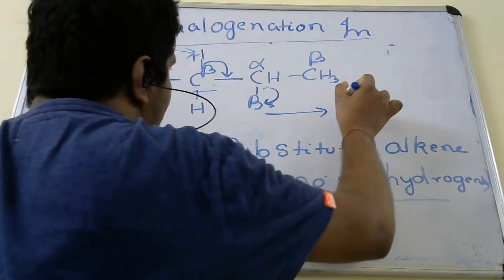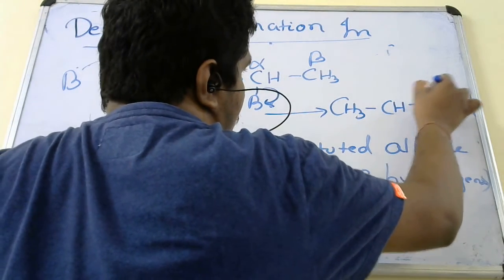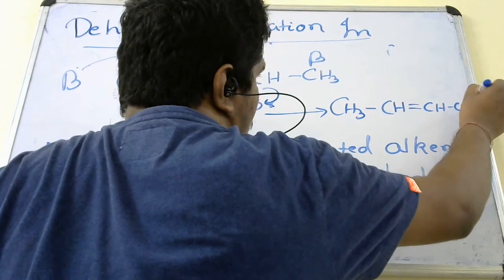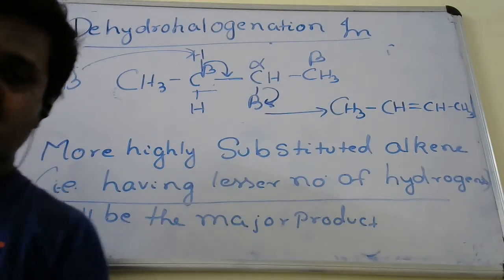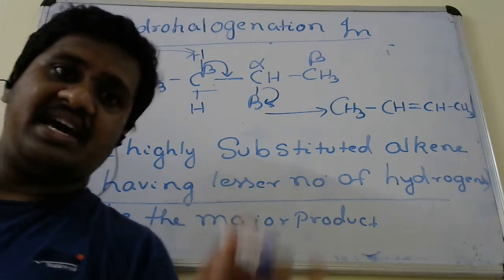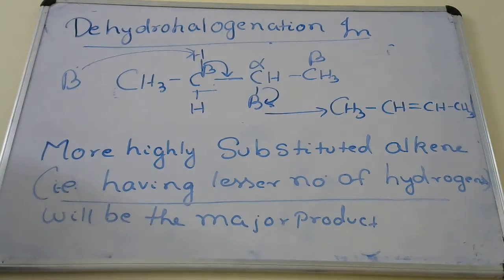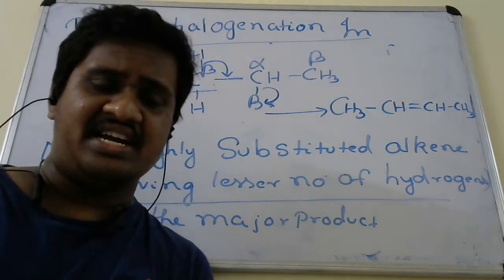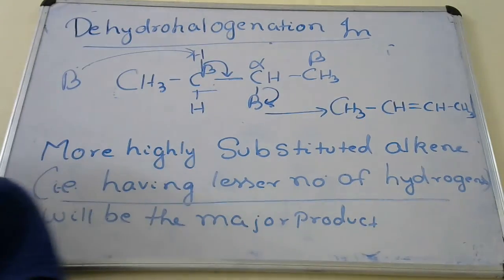So what will you get ultimately? A structure like this. You got the double bond at the 2 position, and this will be the major product. So whenever there are 2 beta carbons, hydrogen will be eliminated from that beta carbon having a lesser number of hydrogens.